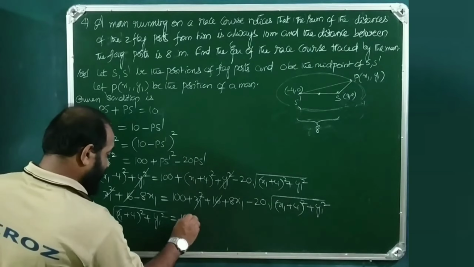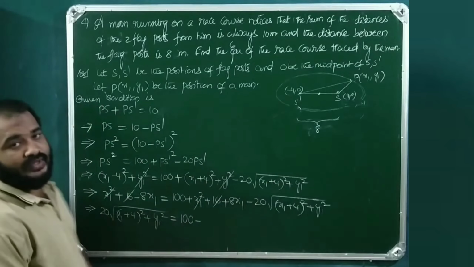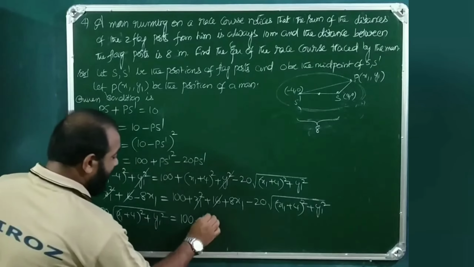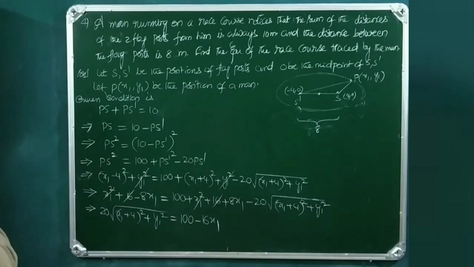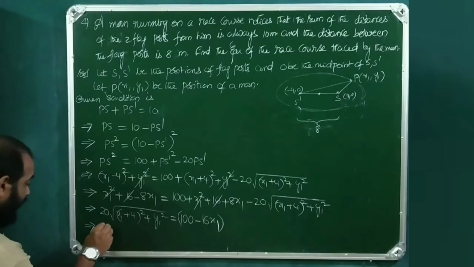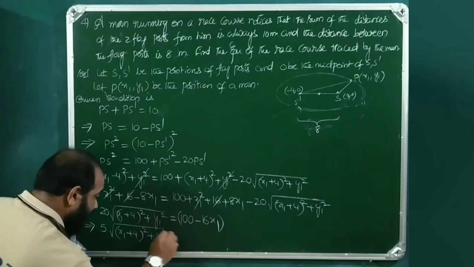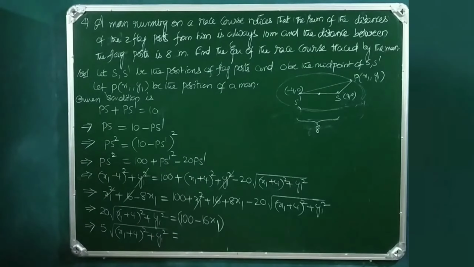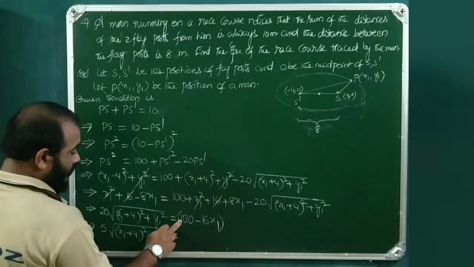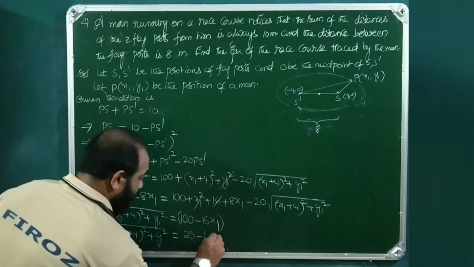100 minus, this is plus 8x1. If minus 8x1, if you transpose to the other side, 8x1 plus 8x1 is 16x1. So 100 plus 16x1. If you cancel 4 throughout the equation, then we'll get 4 5s are 20. So 5 into the square root of (x1 plus 4) whole square plus y1 square is equal to 25 minus 4x1.